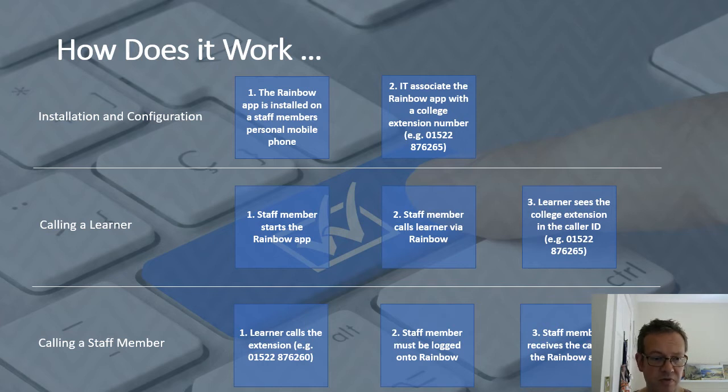So then the third process is when a learner wants to call a staff member. The learner will call the associated landline number. So in my case, they call 01522 876265. That call would be redirected behind the scenes to the Rainbow app that the staff member would be logged onto, and then the staff member would receive the call, and it would all happen at zero cost. So however many calls the staff member takes and receives on their mobile phone, there'll be no cost. It will all be attributed to the college call costs.